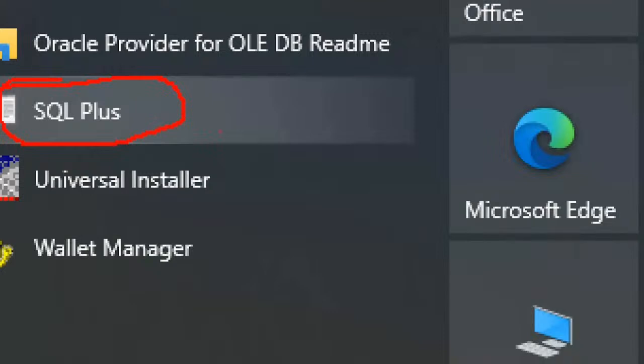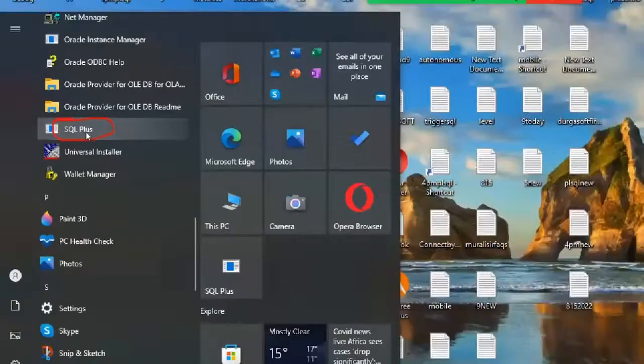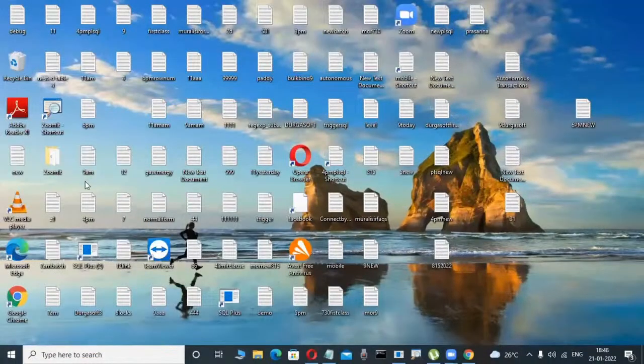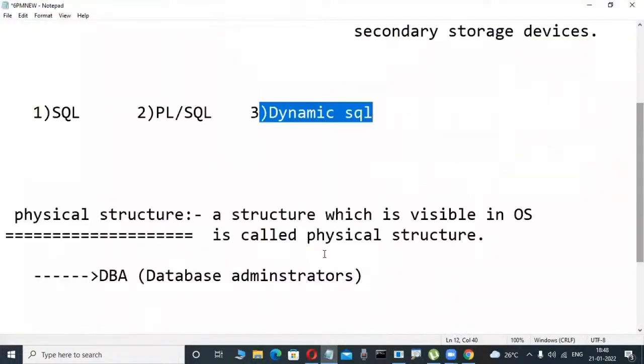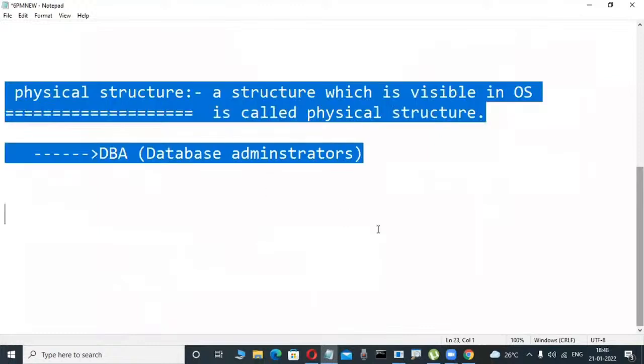Again, SQL Developer is a tool. That is a GUI tool. That tool also you can install, not a problem. Again, SQL Navigator is a tool. Toad is a tool. Those are all explicit GUI tools. But SQL Plus you are not required to load. Once we are loading the Oracle software, automatically that SQL Plus tool is available. Those all the things, once we start our course, then you will understand. Those all the things we are learning in our course only.